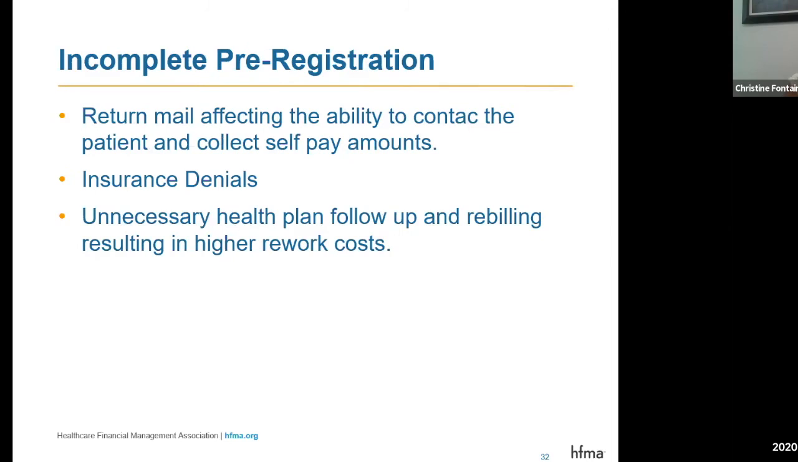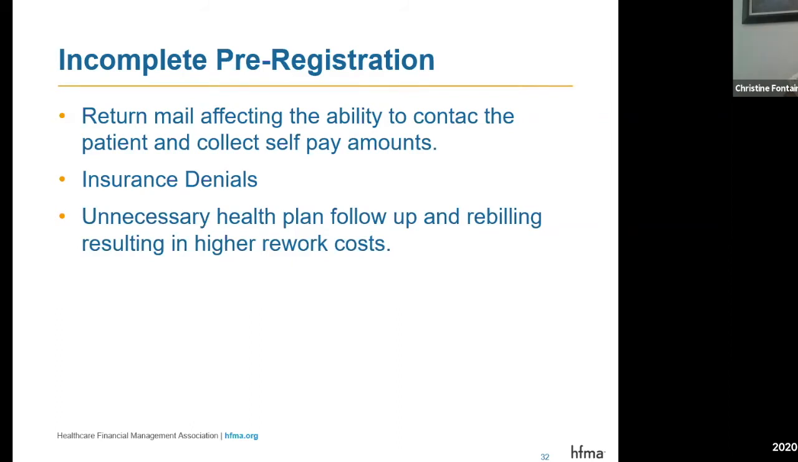Incomplete pre-registration has significant downstream impacts to providers and to patients. Not being able to contact the patient or collect self-pay amounts. Insurance denials can result from missing or invalid subscriber information. Patients ineligible on the date of service. We missed the authorization requirements completely, and the ability to overturn authorization denials is extremely difficult, if not negligible.